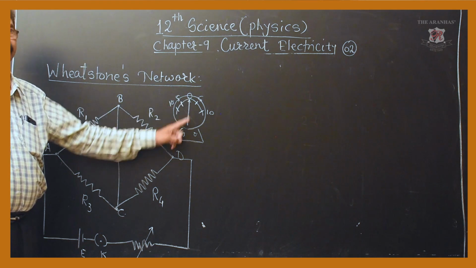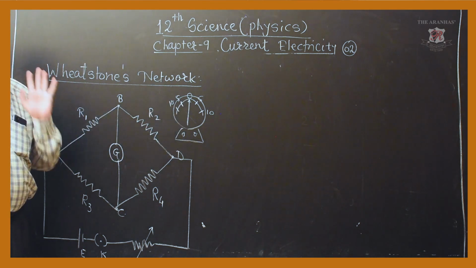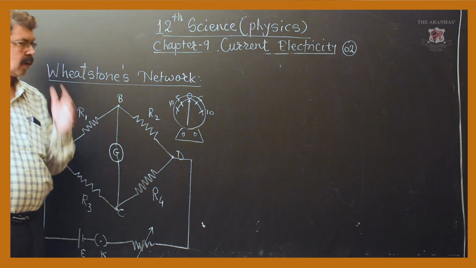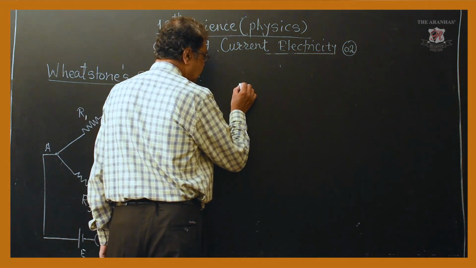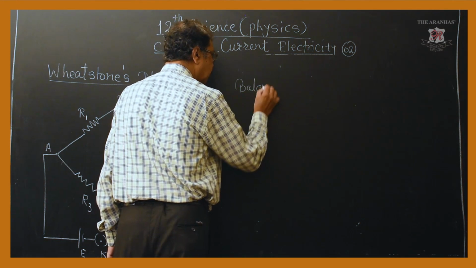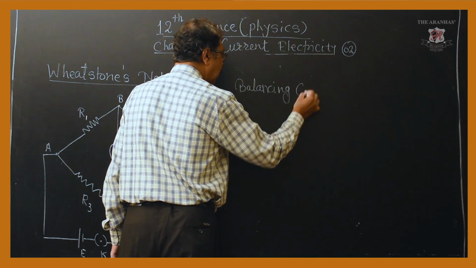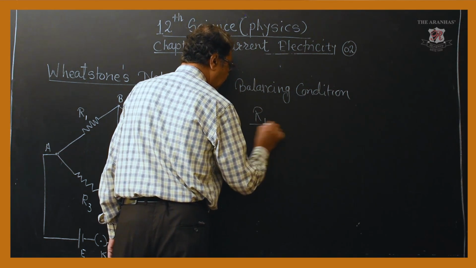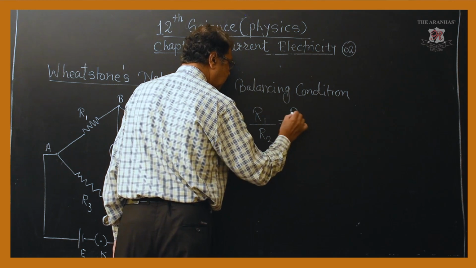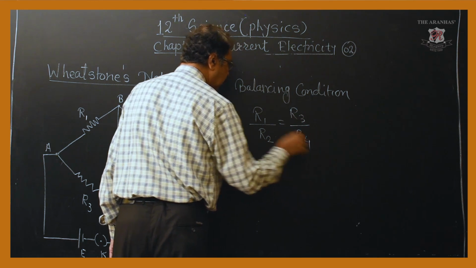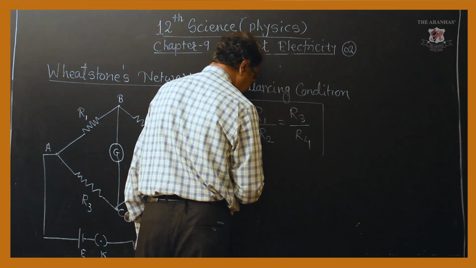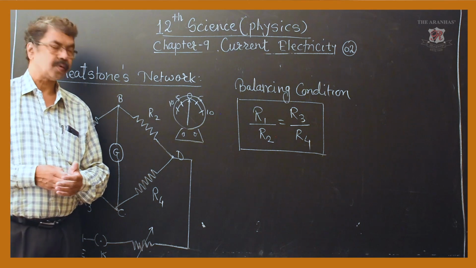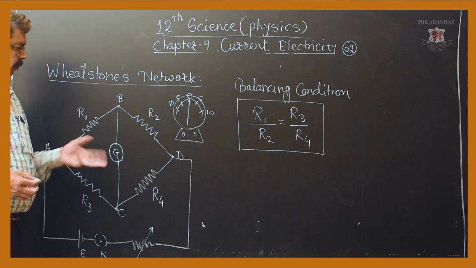When this pointer remains on 0, the circuit is said to be balanced. That is what is called as balancing condition. Balancing condition I will tell you in advance. The balancing condition is, how to derive it, we'll see, R1 upon R2 equal to R3 upon R4. You have to derive this mathematically using Kirchhoff's laws. So that we'll be doing maybe in the next lecture.